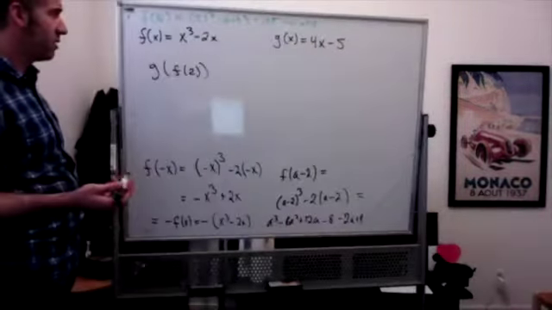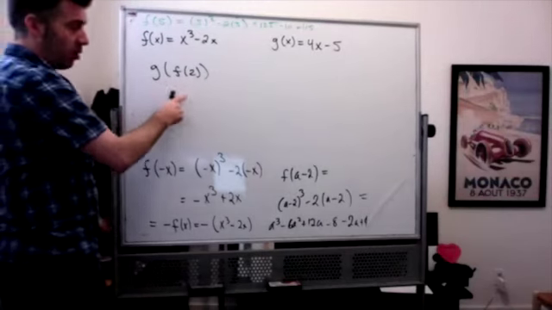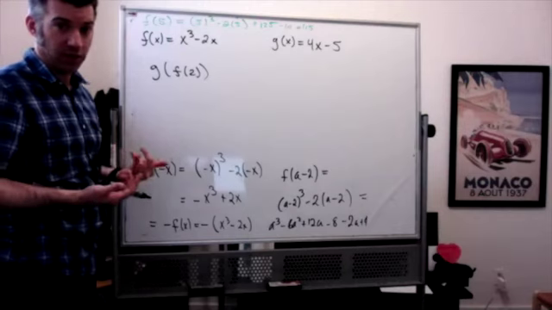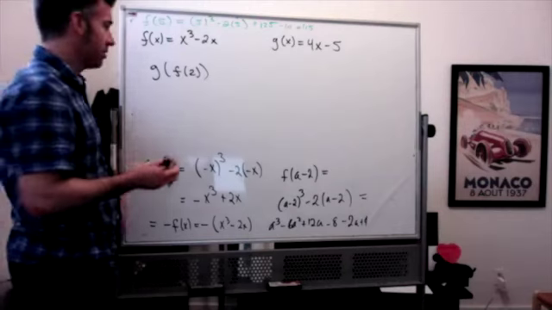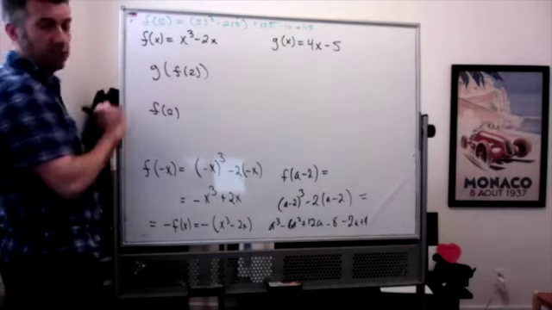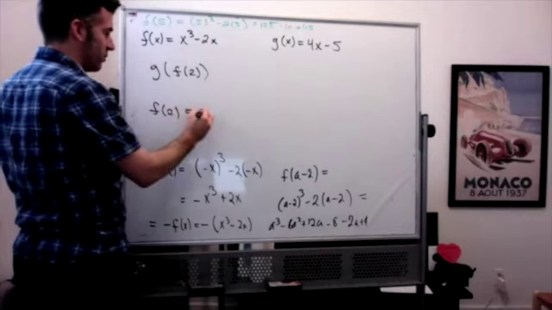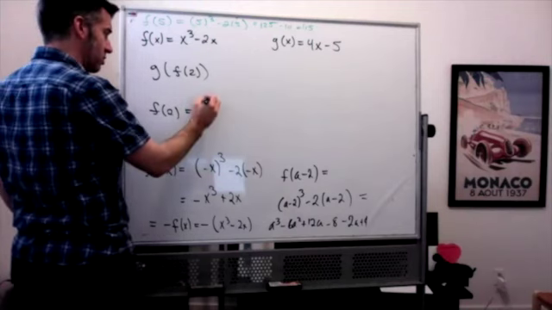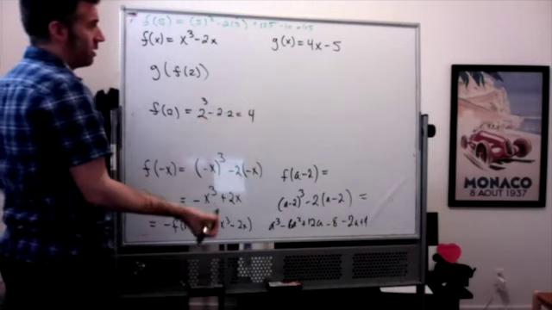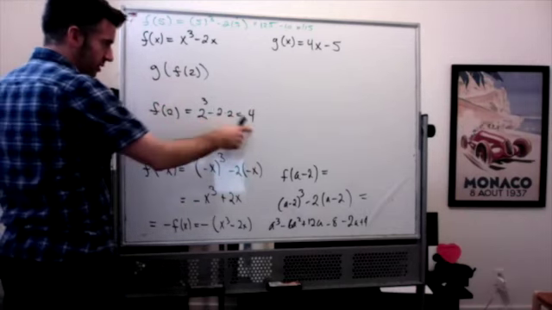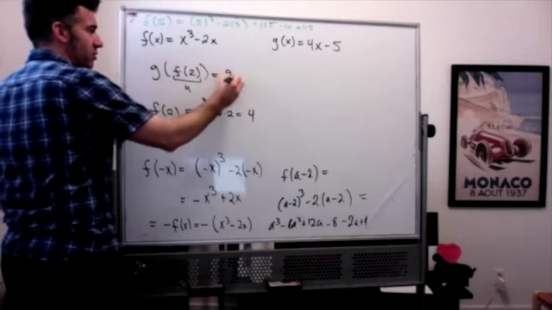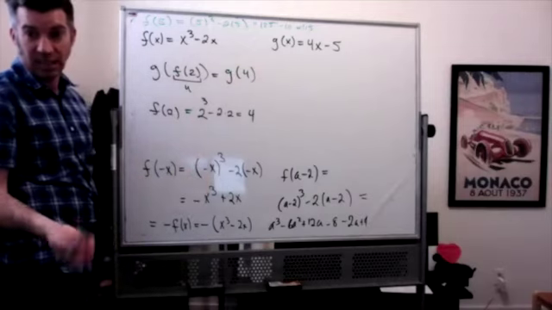For this one specifically, to find g of f of 2, I'm always going to work from the inside out. And that is almost always true when you're working with composition of functions. It's always from the inside out. So f of 2, I'm just using the function for f. We already did f of 2, but I'll do it again. It's 2 cubed minus 2 times 2, which is 8 minus 4, which is 4. And then g of f of 2, well, f of 2 is 4. So I'm really just replacing f of 2 with something it is equal to.